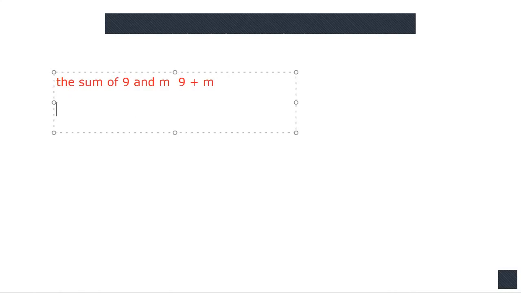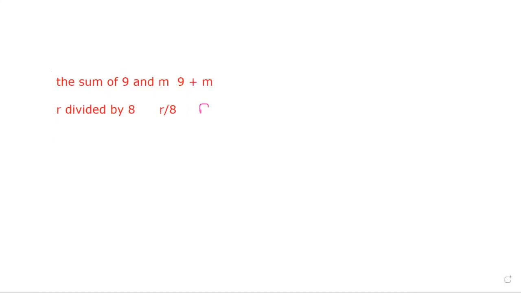So let's look at some additional options. Let's say r divided by 8. So what could I do? It's telling me what operation. I know that r is being divided by 8, so r is going to be my dividend and 8 my divisor. So I could go r divided by 8 like that. I could also write it like this, which is similar, but just vertical. So all of those are ways that I could do that one.